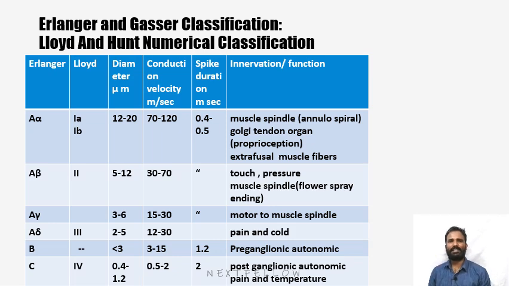Coming to the classification of nerves, there are two classifications: the Erlanger and Gasser classification and the Lloyd and Hunt numerical classification. If you see here, the Lloyd and Hunt classification is only for sensory nerves.